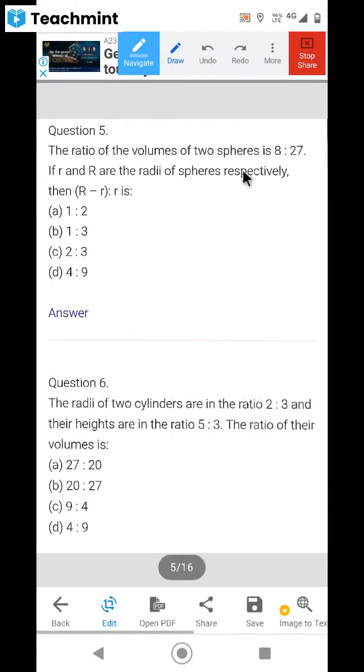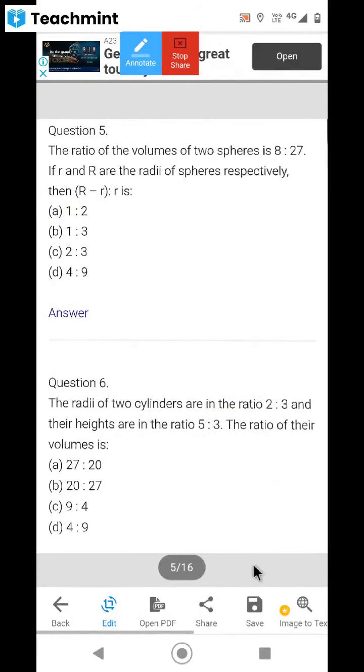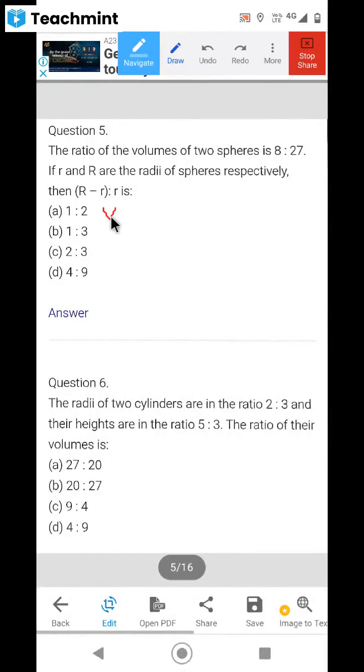Now let's move on to next question, sixth question. Please try this. The radii of two cylinders are in the ratio 2:3, and their heights are in the ratio 5:3. The ratio of their volume is, find the ratio of their volume. That is like cylinder, no? Volume they're asking, no? So volume 1 divided by volume 2. So what is the volume of the cylinder? That is pi R1 square into H1 divided by volume 2 is pi R2 square into H2.